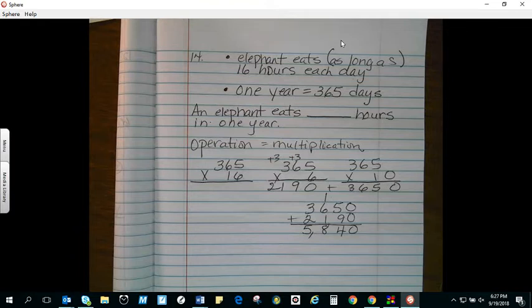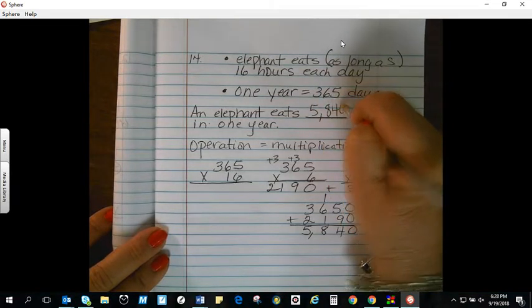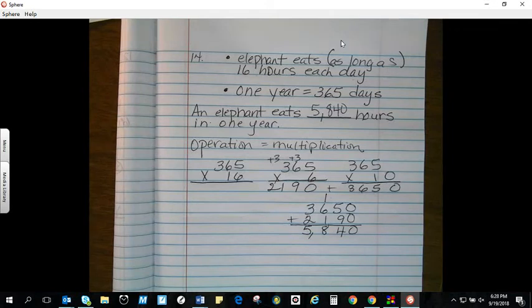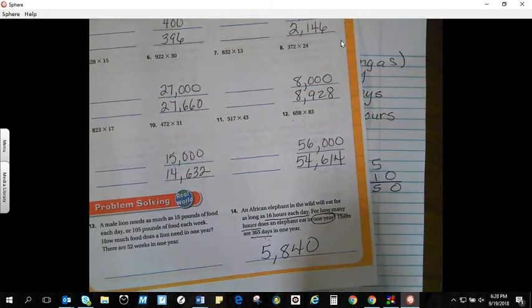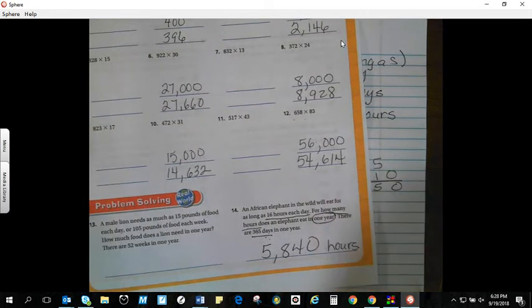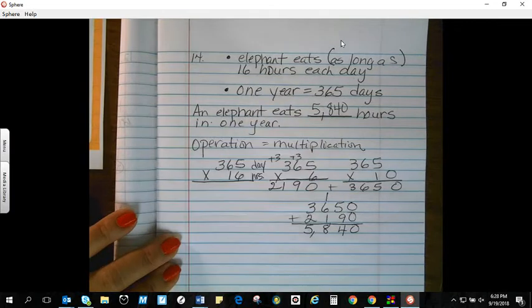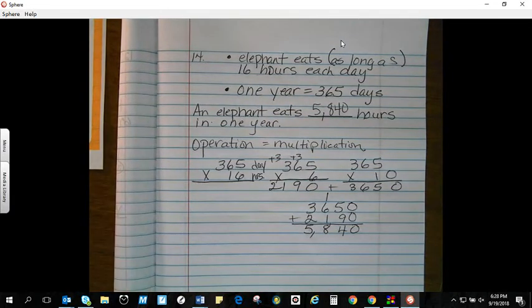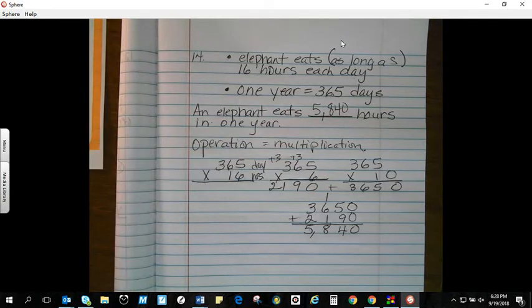And so an elephant eats 5,840 hours in 1 year. And here you're going to write it. So you see that? That's what you should be having on your paper. And that's what you're working at, because you're training your brain. Right now you're in training, so I'm going to place that over here, 5,840 hours, because that's what we're looking for. This is days, this is hours. And so now it's telling me what I'm looking for. Make sure that you're marking that, because you want to know what you're multiplying to remind you what you're solving for.